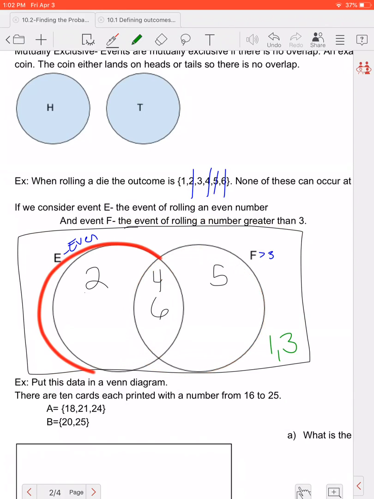So again, this is all the even numbers, so 2, 4, 6 are all even. These are all the numbers that are greater than 3: 4, 5, 6. And this center part is just what's in common with even and greater than 3. Okay?